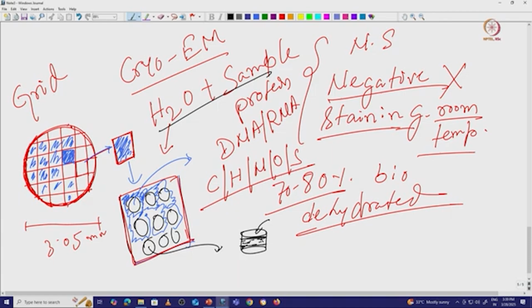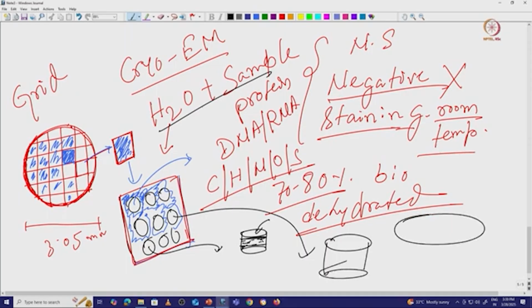Now when we are going to do the imaging, what are we targeting? We are targeting this individual hole. If you look at this individual hole, what we have there is amorphous ice, as I mentioned, and within that amorphous ice, the sample is embedded. The beam will pass through this and give us an image.